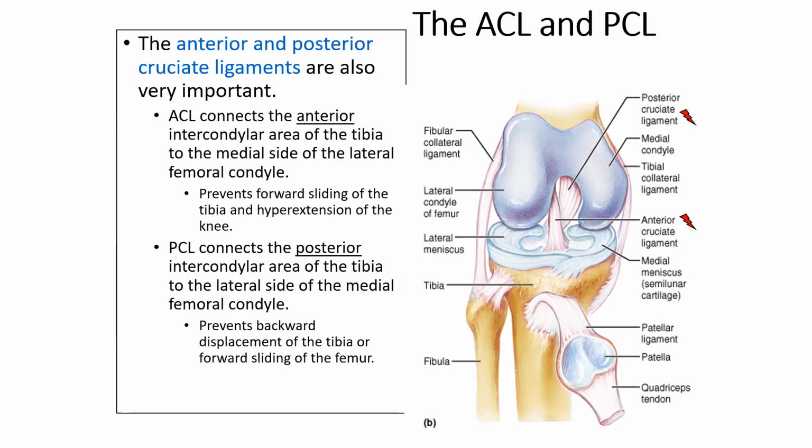The PCL connects to the back of the tibia and connects to the front of the medial condyle of the femur. So they cross over. See, this one's going from front to back. The ACL goes from front to back, and the PCL goes from back to front. They cross over each other.